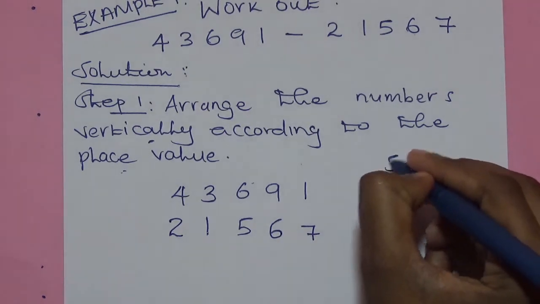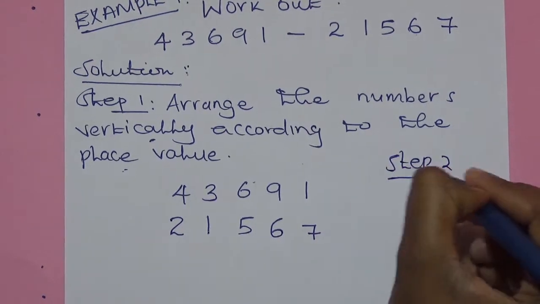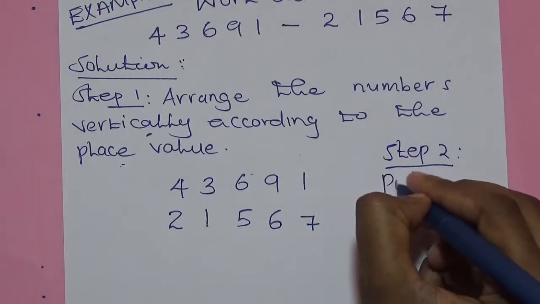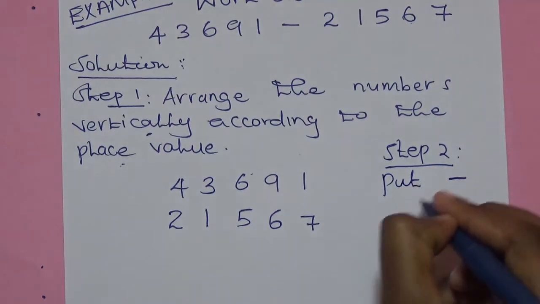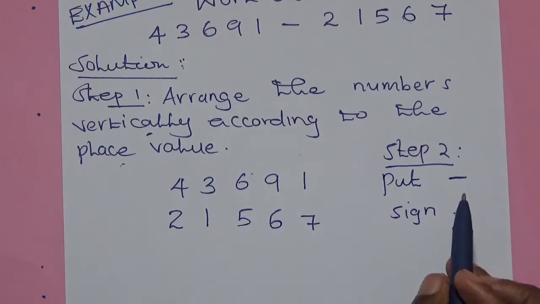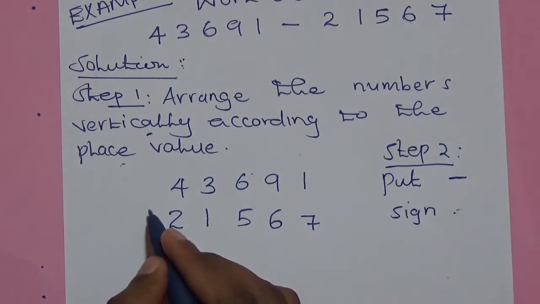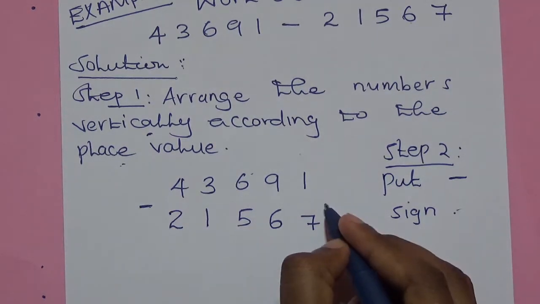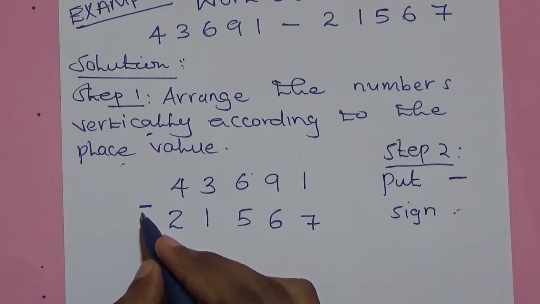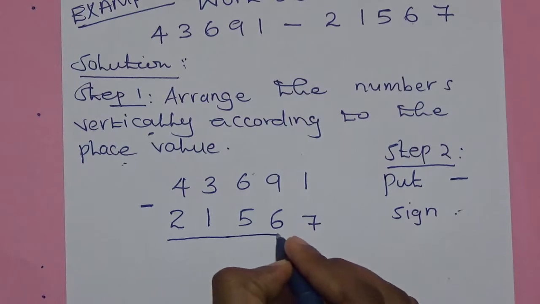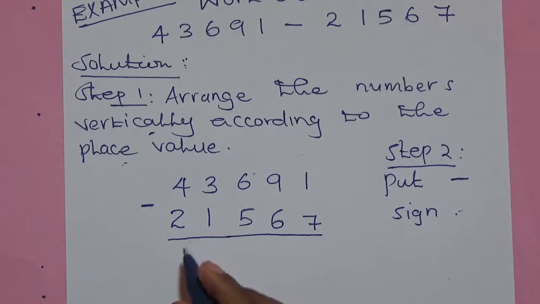Step number 2. We have said you don't forget to put the subtraction sign. You put the subtraction sign on the left side at that position. Do not put it on this side. You should put it on the left side. And then after putting the subtraction sign, the third step is just to subtract the numbers.